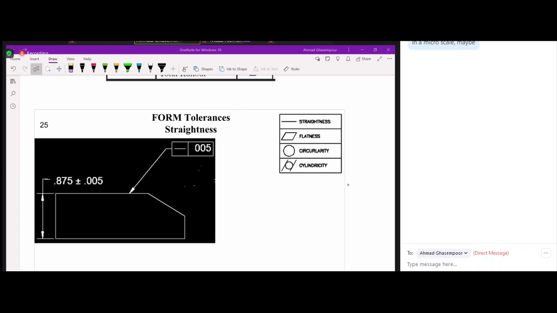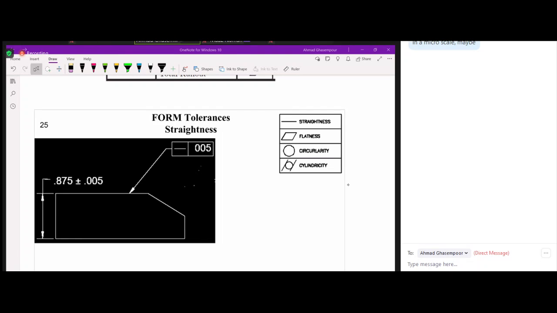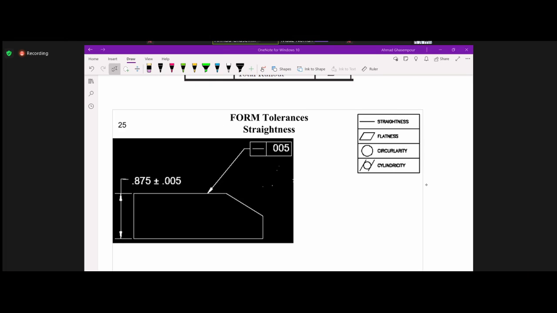Okay, one chat coming. In micro scale, maybe. Forget about the scale, at any scale. What does it mean to have a datum for tolerance? Maz, go ahead. The reference for other stuff or other dimensions. Yeah, with respect to, right?